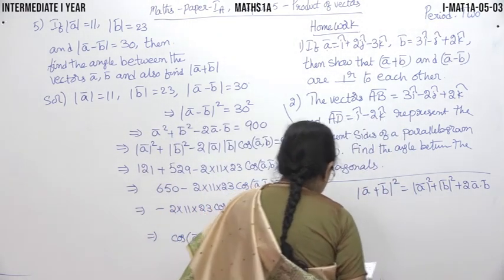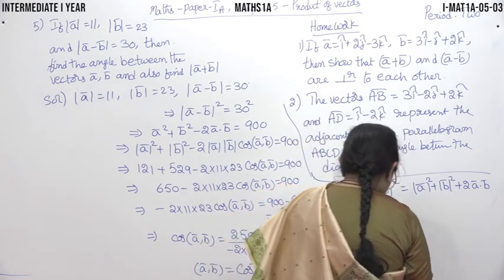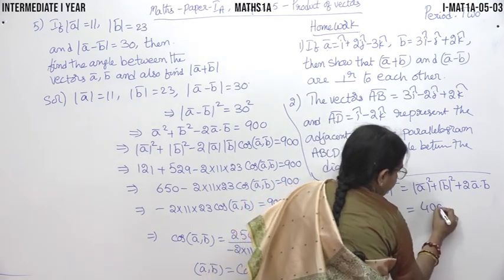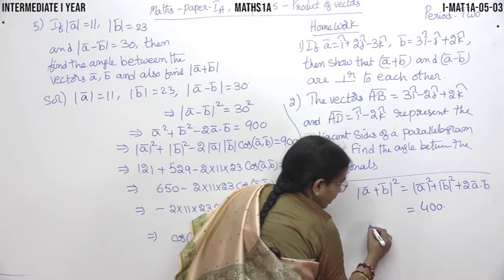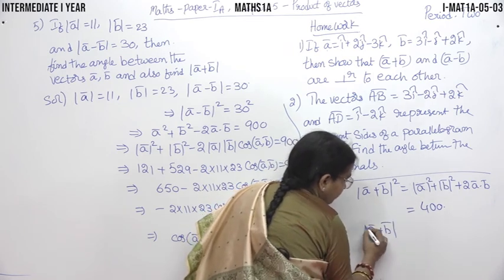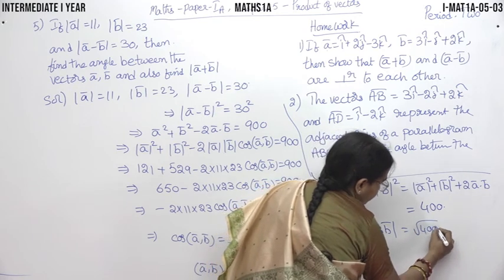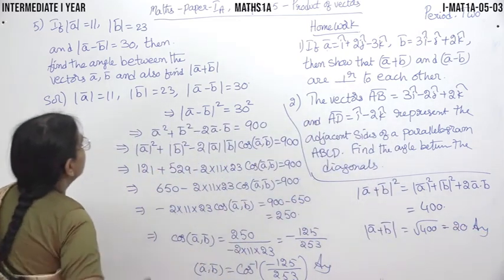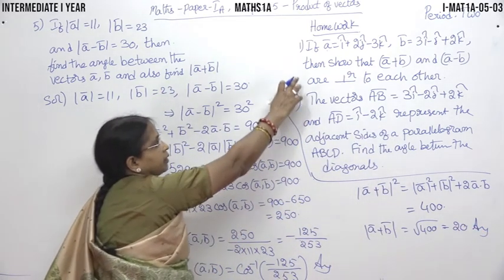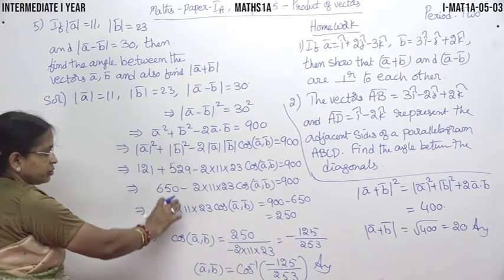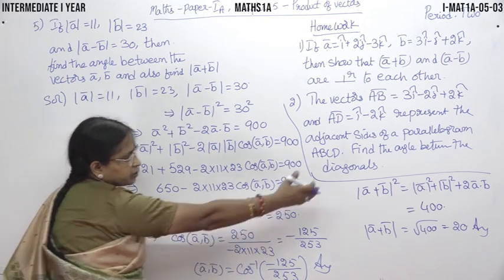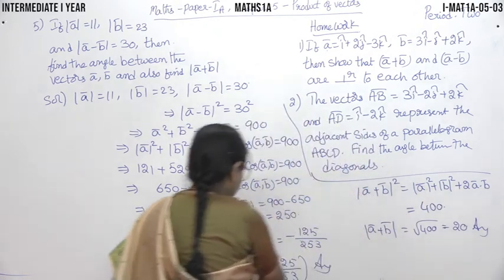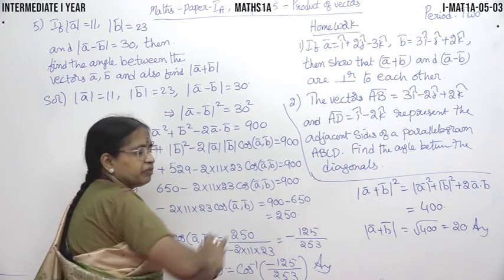So mod A plus B whole square you will get as 400. After simplification you will get 400. So mod A plus B is root of 400, that is 20. So this is your answer. To find mod A plus B you will do like this. Now take down this homework. So have you understood? First find cos of angle, or else you can substitute 2 A dot B as 2 into mod A into mod B into cos of angle between A and B, value you know, no? So you can substitute and simplify, you will get it.